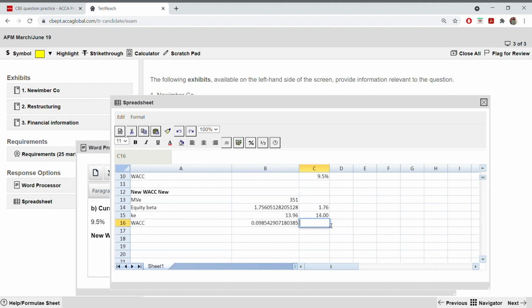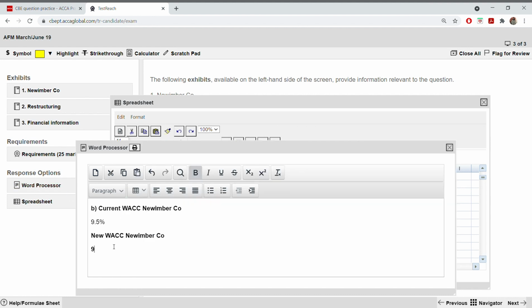First you have to take this one in terms of percentage. So it will be 9.9%. If you are taking this one in 1 decimal place, take this one also in 1 decimal place. So if you see, this is 9.9% and this was 9.5%. There is an increase of 0.4%. So just write the new WACC, 9.9%.